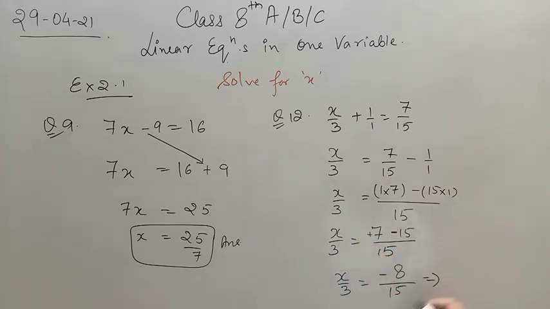You can write x upon 3 is equals to minus 8 upon 15. For getting the value of x, you just need to cross multiply these two values. x equals to minus 8 into 3 upon 15. 3 5s are 15, so I can write x equals to minus 8 upon 5 is your answer.